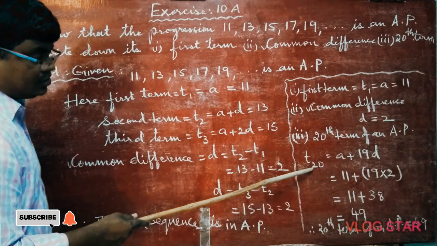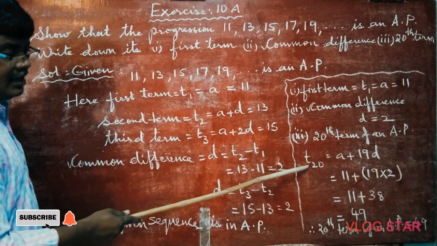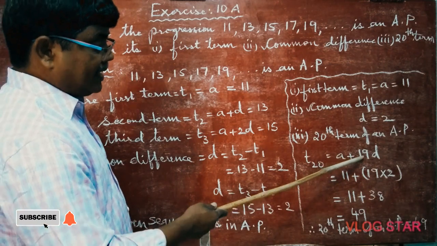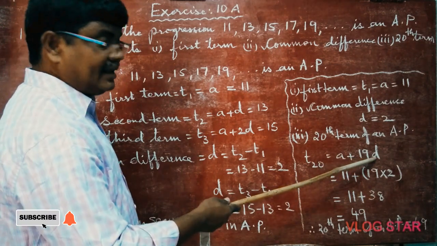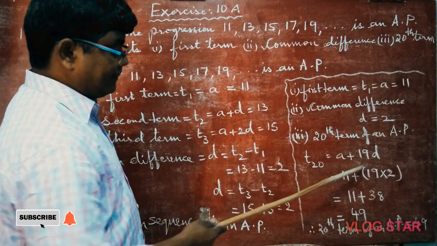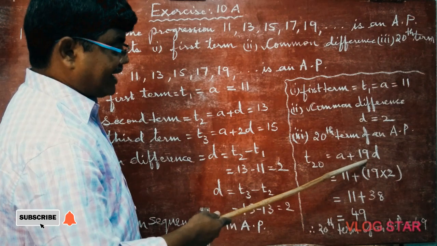Third one, 20th term of an AP. Shortcut: T20 means the 20th term of an AP. I told you, just one less you have to write. A plus, is common, 19D. Here 20 came, so 19D. Practice. 20th term, T20 is equal to A plus 19D.